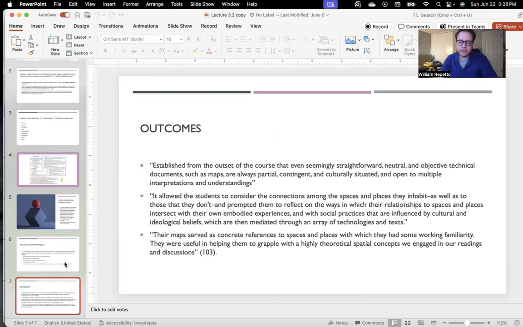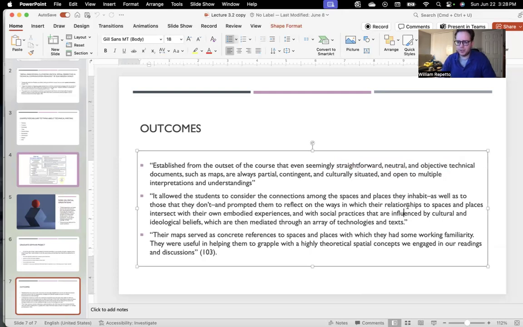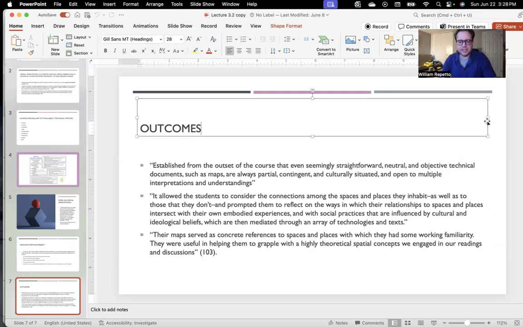But some of the outcomes that Hurley noticed was that they established from the outset of the course that even seemingly straightforward, neutral, and objective technical documents such as maps are always partial, contingent, and culturally situated and open to multiple interpretations and understandings. So again, you see our themes from the course, right? Especially from the last lecture. Nothing's really straightforward and neutral and objective. Sometimes, actually, let's say most of the time or all of the time, there shouldn't be a sense of normal or regular. There's just different kinds of audiences who need to receive different kinds of information. And so that's the first part.